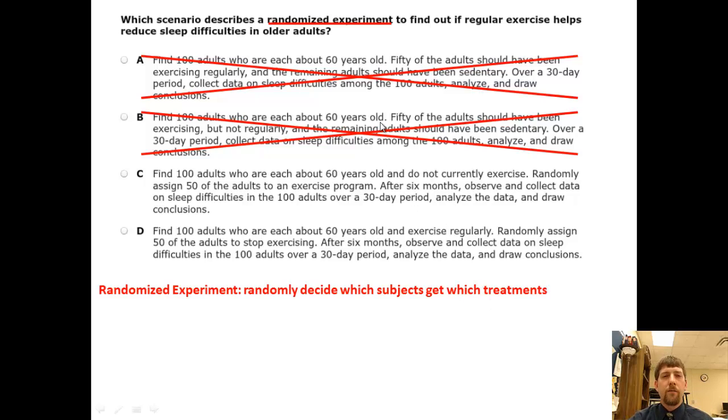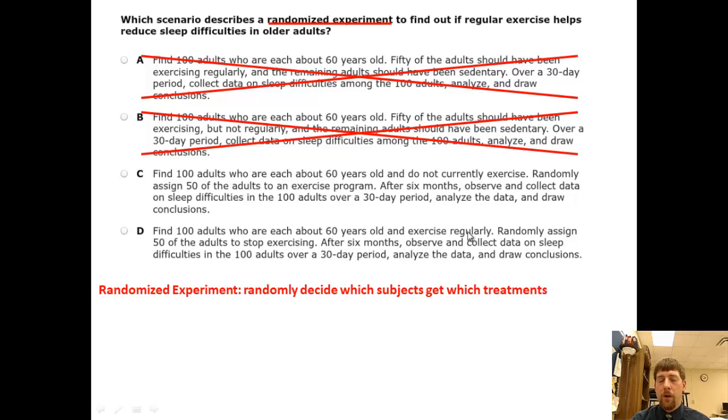So now we've got to go back and figure out which one answers the question that's asked. Well, what do they want to know? Which one is an experiment to find out if regular exercise helps reduce sleep difficulty? So what did they assign for them? In choice C, these people did not exercise, and they assigned an exercise program to those people. They didn't just say go out and do some exercise. They said here's a specific exercise program we want you to do.